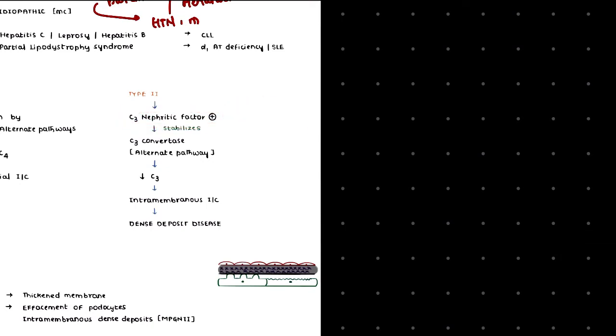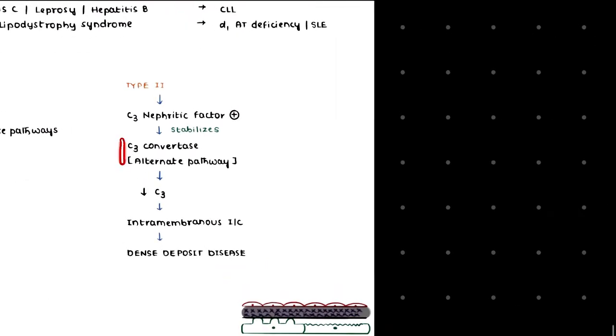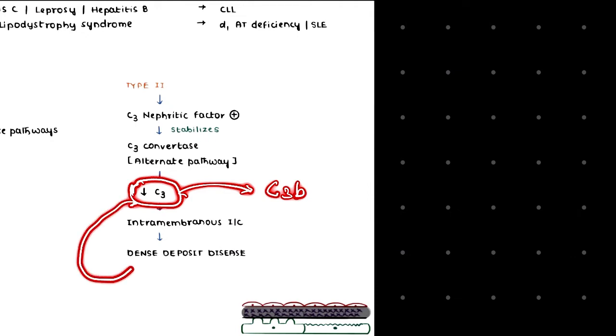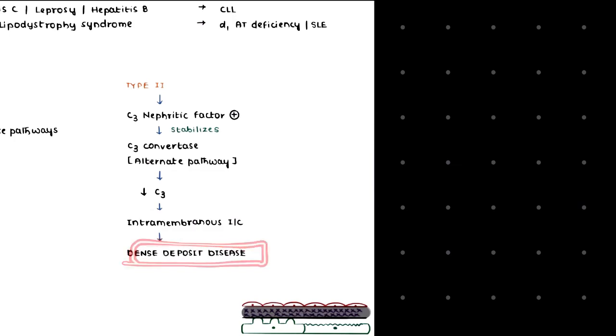Now this autoantibody was overly activating our C3 convertase, and because of the overactivity of C3 convertase, there will be a reduction in C3, because everything will be converted into C3b. Because of less complement C3, we were calling it persistent hypocomplementemia, right? And this was the dense deposit disease.